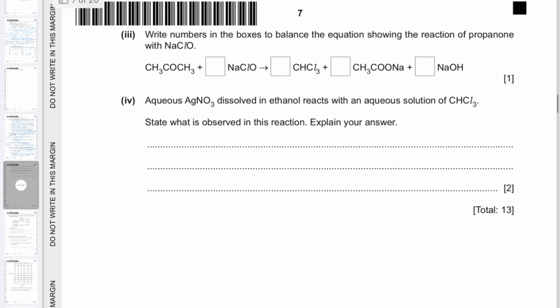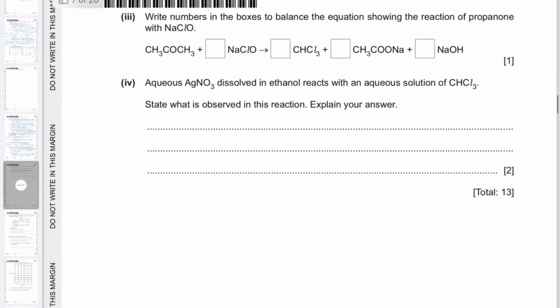Part 3, write numbers in the boxes to balance the equation showing the reaction of propanone with sodium chlorate. On the reactant side, there is a fixed number of carbon atoms, that's 3, which means there must also be 3 carbon atoms on the product side, which you already have over here. That means we don't need to increase the number of carbon atoms.